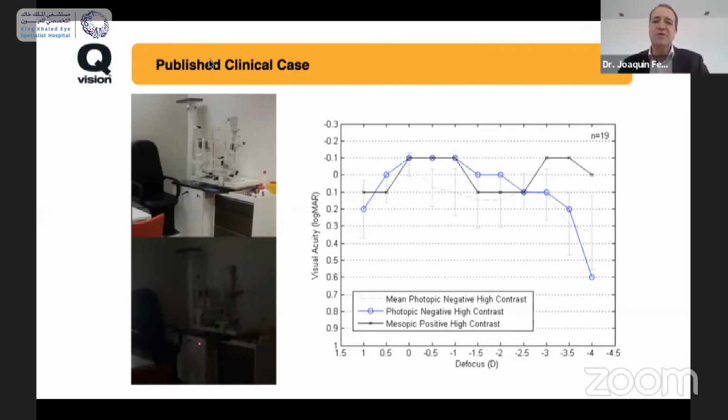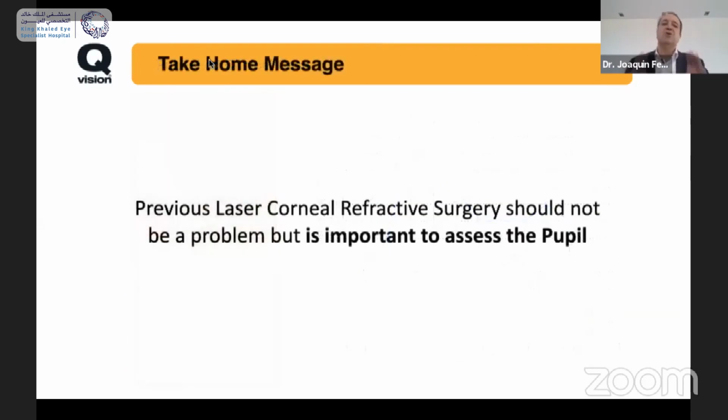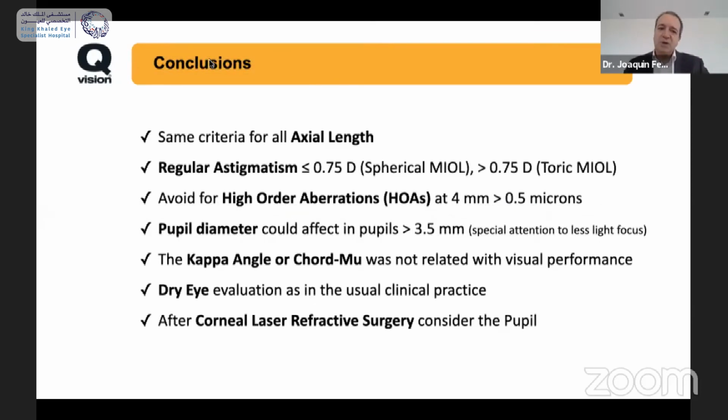You can see the visual acuity is even better than the mean of the sample for this patient, and the contrast sensitivity is even better than the visual acuity. So the previous laser corneal refractive surgery should not be a problem, but it's very important to assess the pupil of the patient. Okay, this is our conclusion.